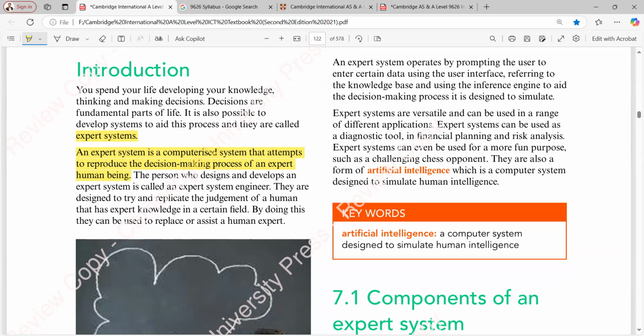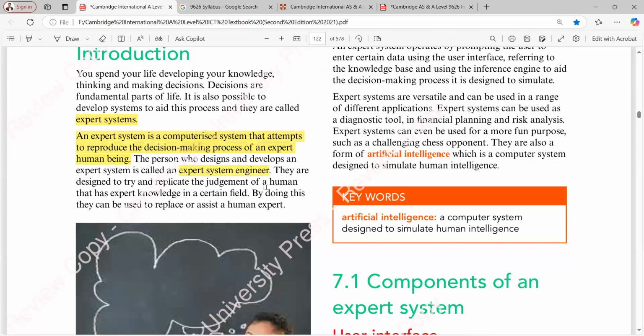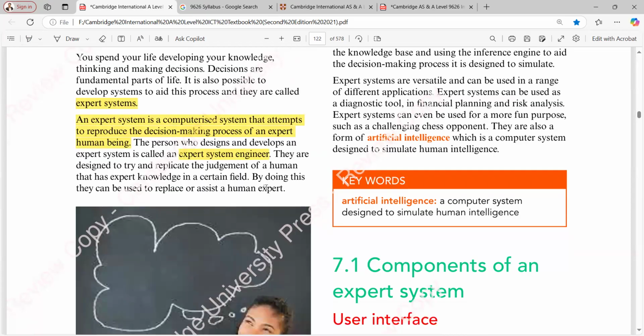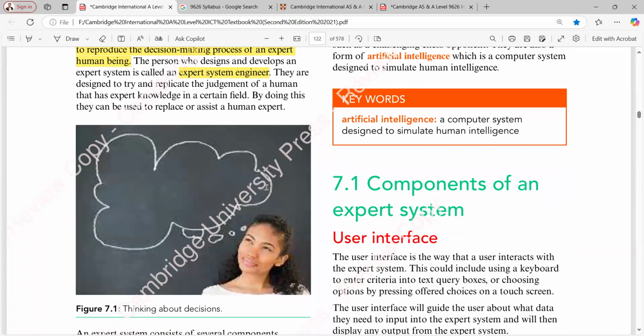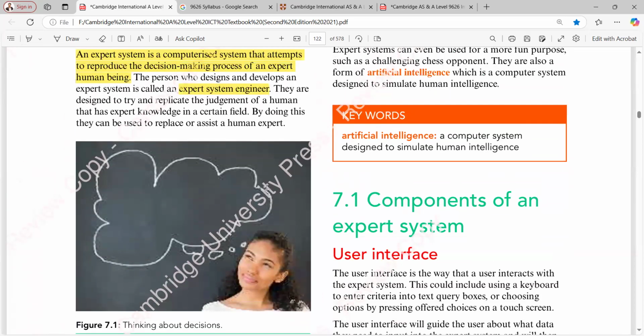An expert system is a computerized system that attempts to reproduce the decision-making process of an expert human being. That means that the person who designs and develops an expert system is going to be known as an expert system engineer. They are designed to try and replicate the judgment of a human that has expert knowledge in a field. So by this, they can basically replace the human expert.